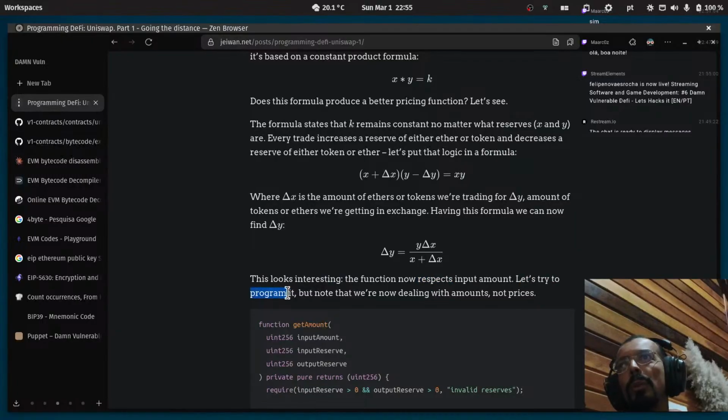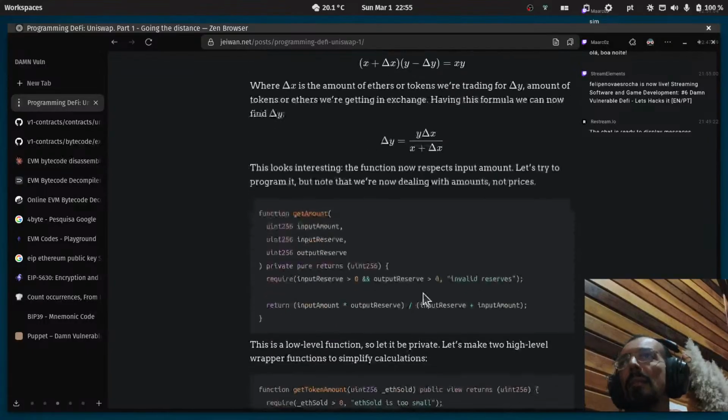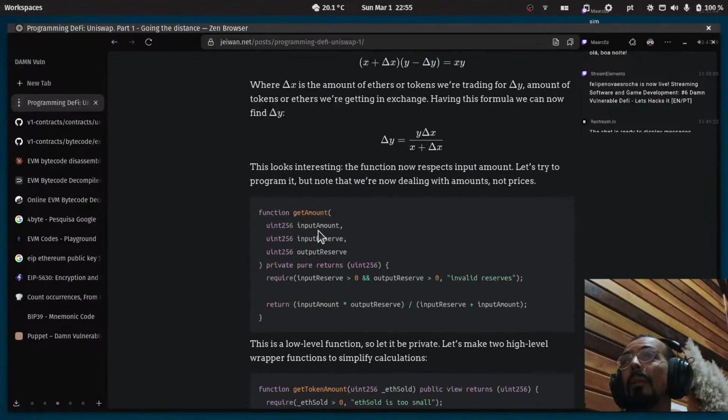Let's try to program it, but note that now we're dealing with amounts, not prices. So get amount, some input reserve, some output reserve. Yeah, so that formula is the final formula. So input amount, this, the x, multiplied by output reserve, this, divided by input reserve, this, plus input amount.